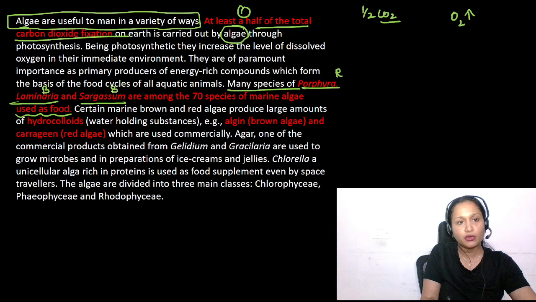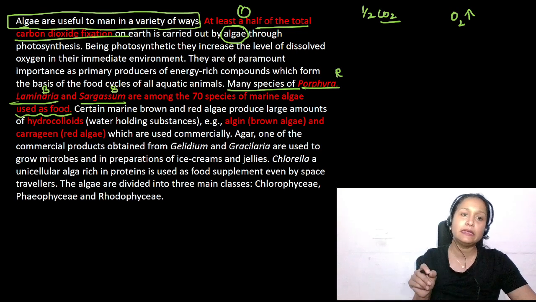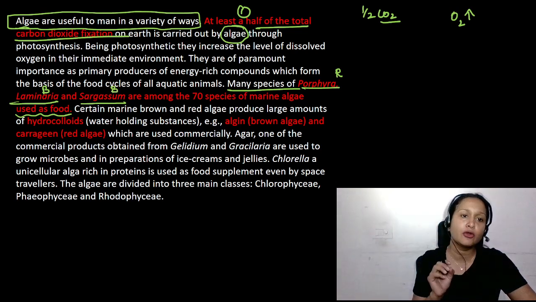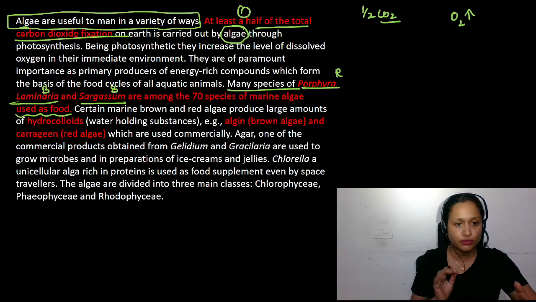Sargassum is also a brown algae. Porphyra, red algae. Laminaria, sargassum, brown algae. They are eaten as a food.